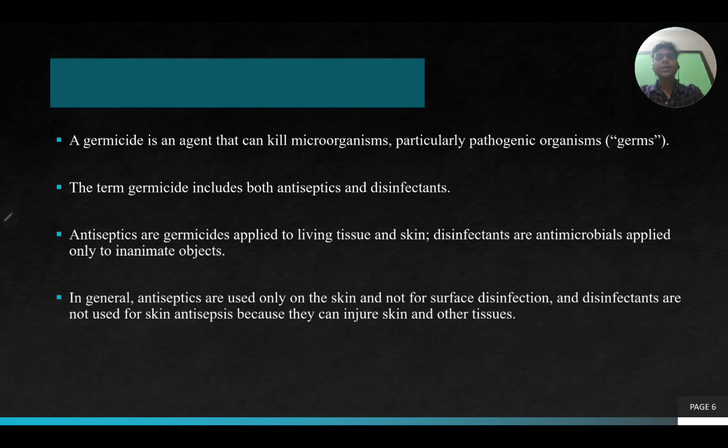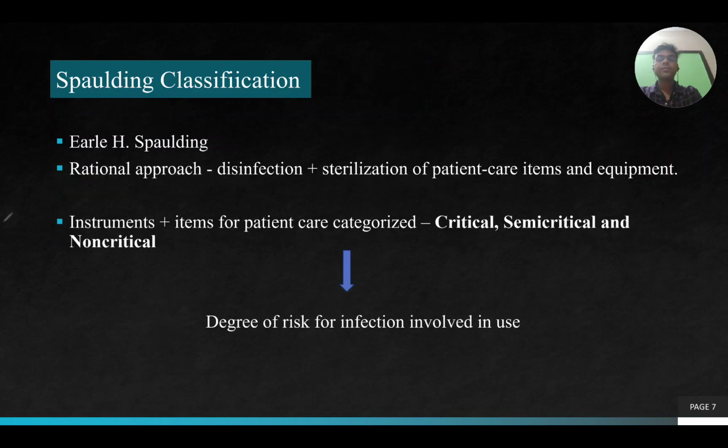Now, what is a germicide? A germicide is an agent that can kill the microorganisms, particularly the pathogenic organisms. The term germicide includes both antiseptics and disinfectants. To recall what we have learned till now, antiseptics are the germicides applied to living tissue and skin, whereas disinfectants are the antimicrobials applied only to inanimate objects. In general, antiseptics are used only on the skin and not for surface disinfection, and disinfectants are not used for skin antisepsis because they can injure the skin and other tissues.